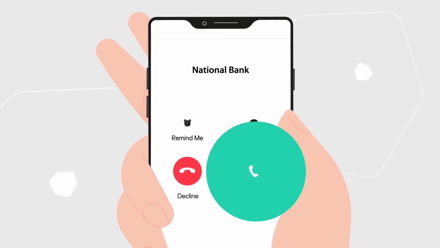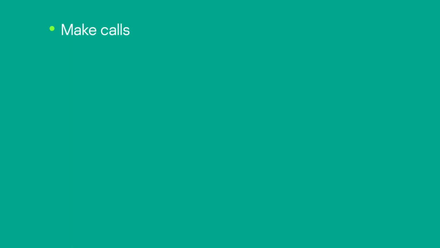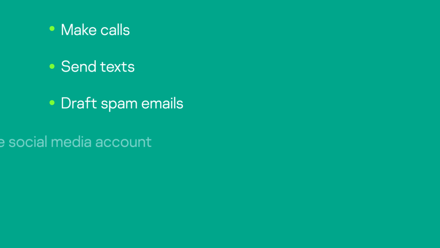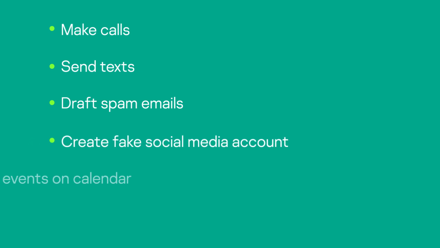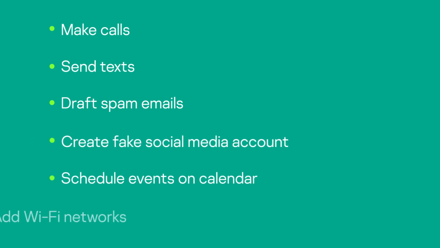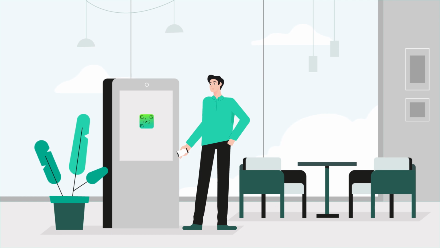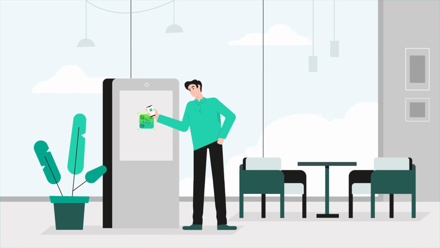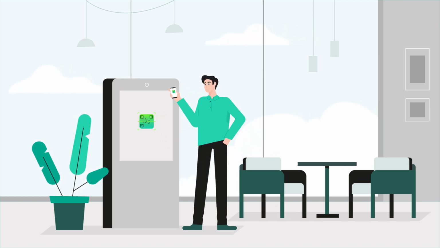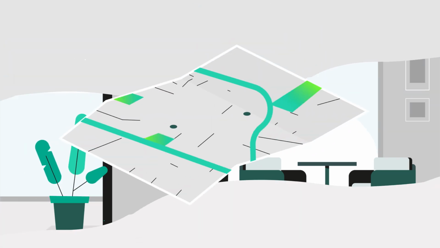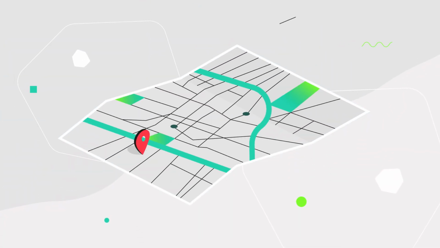Other unscrupulous commands will use your device to make calls from your phone, send texts, draft emails, and automatically populate the recipient and subject lines. Create a fake social media account, schedule an event on your calendar, and add a preferred Wi-Fi network with automatic connection. Unknowingly scanning a fake QR code to keep track of your location, such as at airports or shopping malls, will tell attackers exactly where you are.